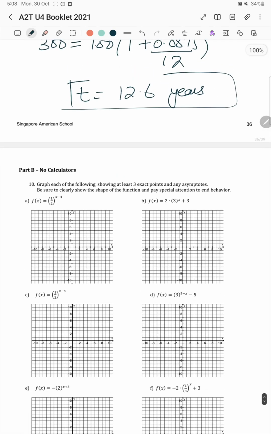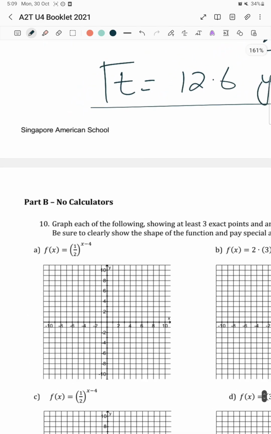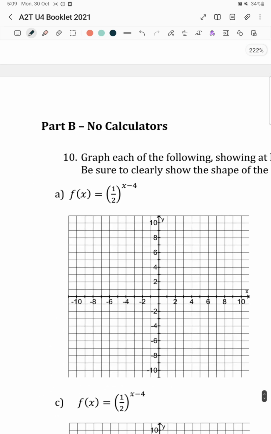Okay. Graph each of the following showing at least 3 exact points and any asymptotes. Be sure to clearly show the shape of the function and pay special attention to the end behavior. So f of x is equal to 1 by (2x minus 4). So we need to take any 3 points, and by taking the 3 points we need to show the graph over here. So I'm just zooming it out. We can write it as 2 inverse x minus 4.